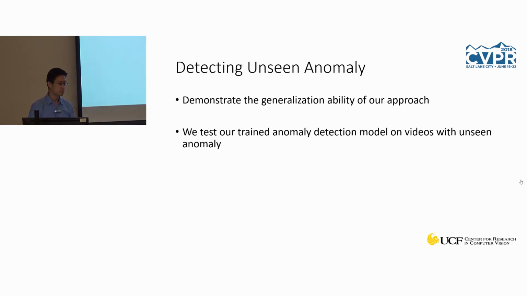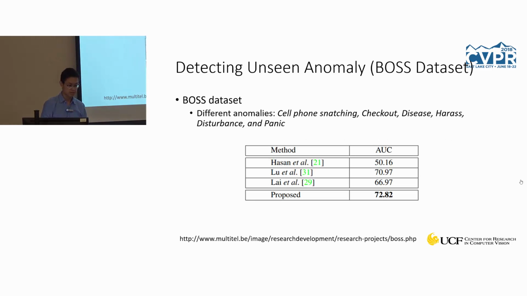And we also want to demonstrate the generalization ability of our approach. We test our trained anomaly detection algorithm on some unseen anomalies. The BOSS dataset contains some anomalies which are totally different from our dataset. So we use our model trained on our dataset and directly test on the BOSS dataset, to see how the method can generalize to other unseen anomalies. And compared to other algorithms, our method again performed the best.